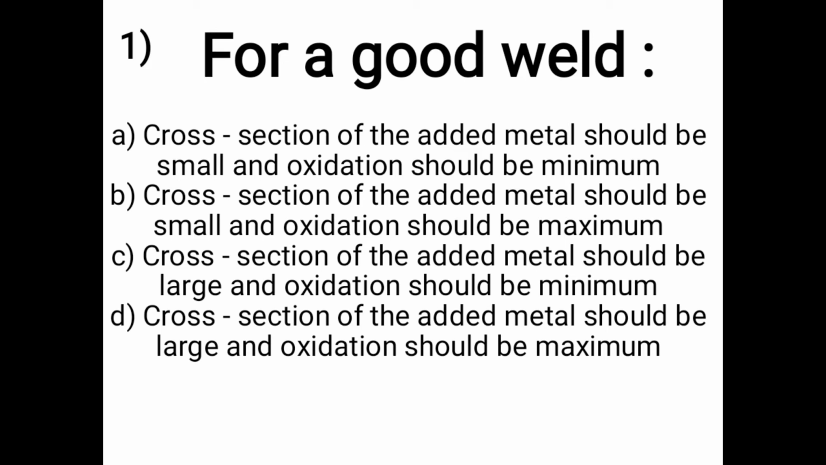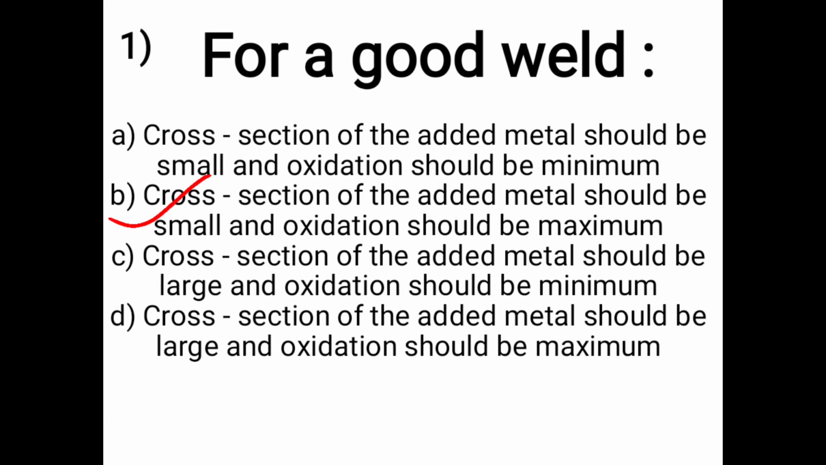So the correct answer is option B. Means the cross section of the added metal should be small and oxidation should be maximum. For a good weld, the oxidation is maximum and the cross sectional area of the metal should be small.